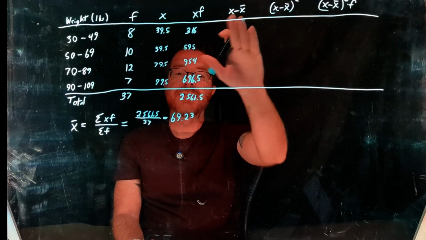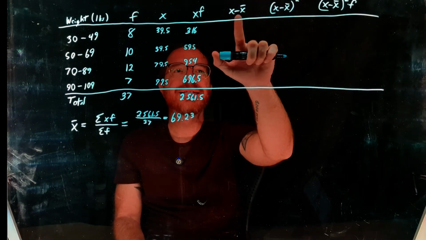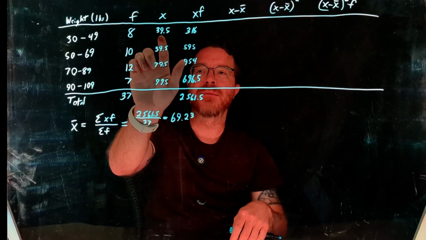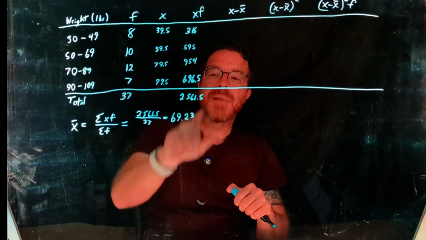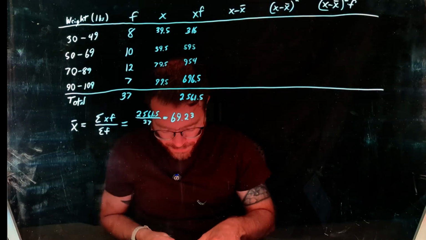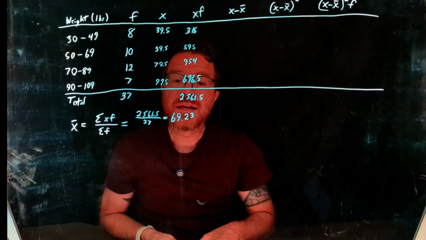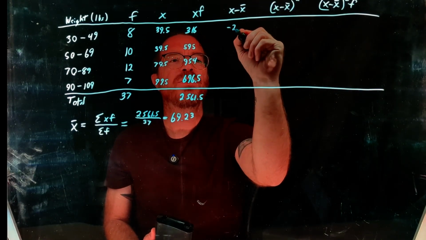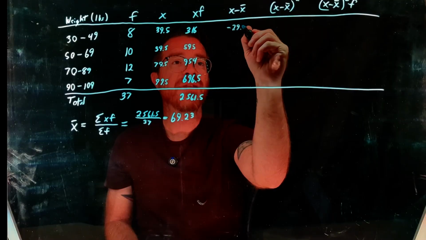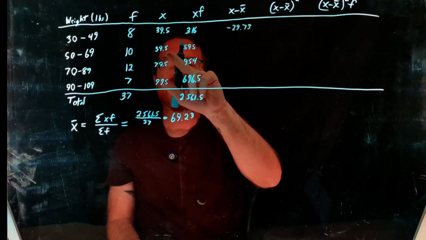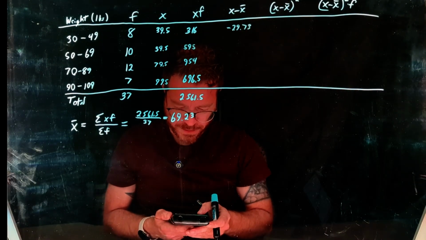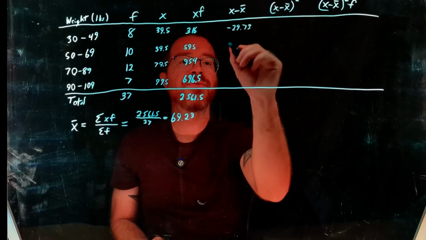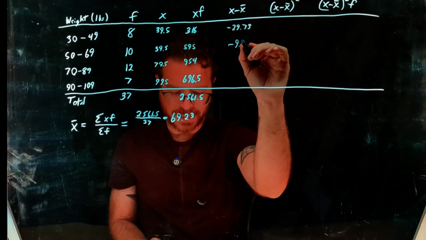Now we can do this next phase. Notice that it's x minus x bar. So we are not using this xf column anymore. We're using this x column. So we're going to have 39.5 minus 69.23. We get minus 29.73. We get 59.5 minus 69.23. We get negative 9.73.